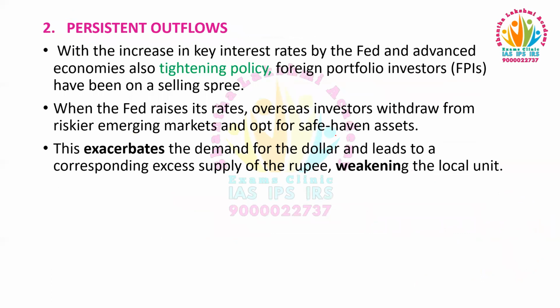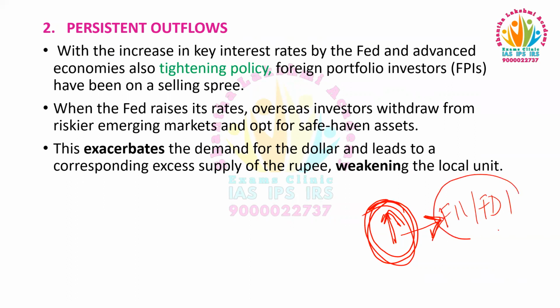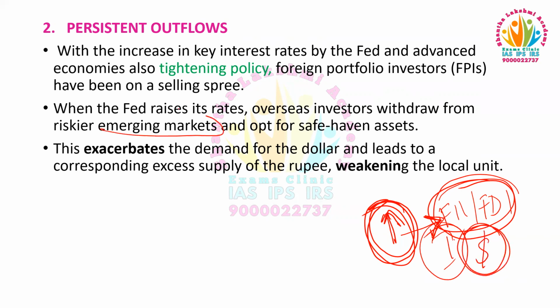And the second reason is persistent outflows. We have discussed, right? The Federal Bank has increased its interest rates. So what did the companies do now? The portfolio investors or the FDI, the foreign investors, overseas investors have withdrawn from emerging markets like India and all other nations. So that's why there is a less supply of dollars in the emerging markets or in India.